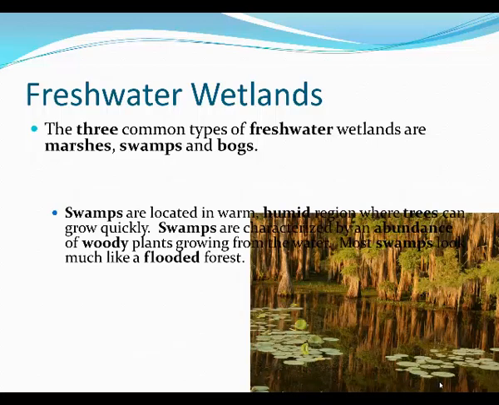Swamps are located in humid regions where trees can grow quickly. They're characterized by an abundance of woody plants growing from shallow water. Most swamps look like a flooded forest. The interesting thing about swamps is that often in those environments, those trees or woody plants are able to survive despite the fact that they are somewhat submerged in water almost year-round.